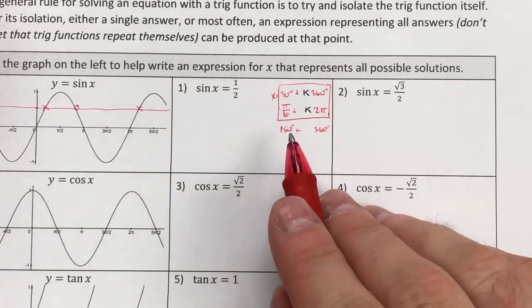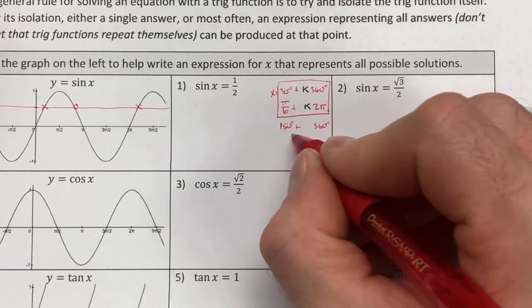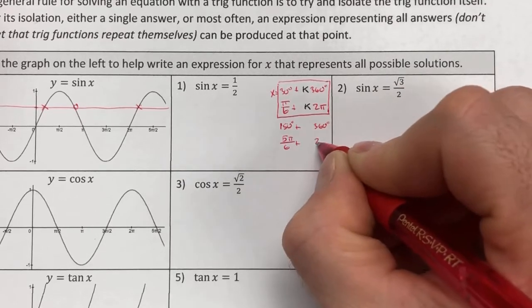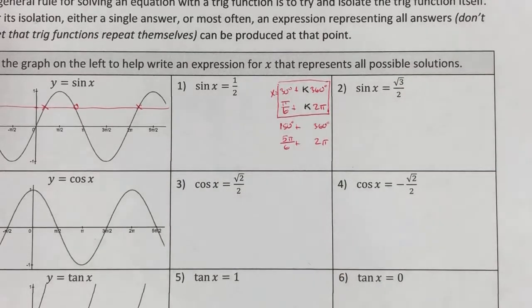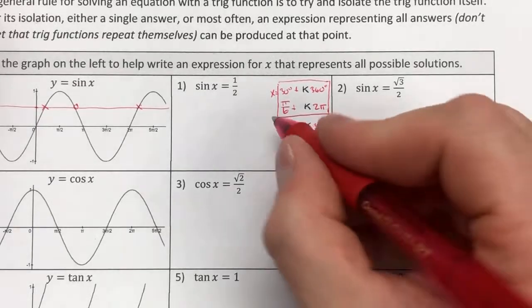If I write that as a radian, I know 150 degrees as radians, let's see, that would be 5 over 6 pi. And then I'm going to go ahead and put a k in front of that to signify that that is my second round.